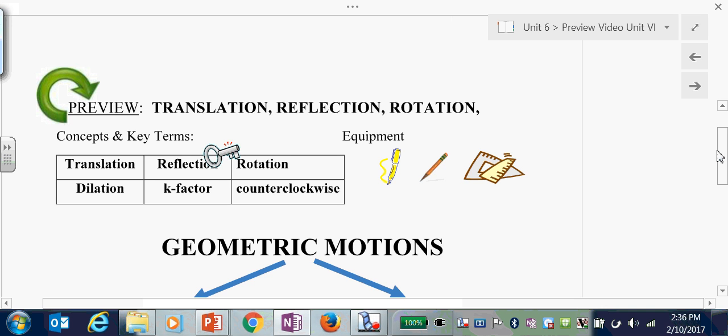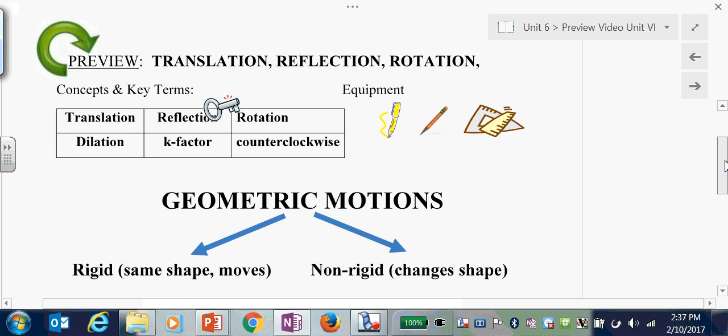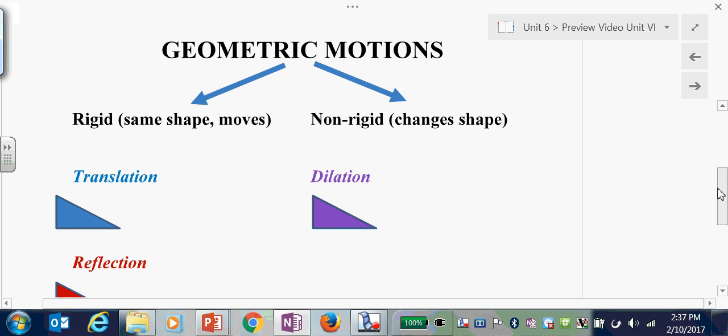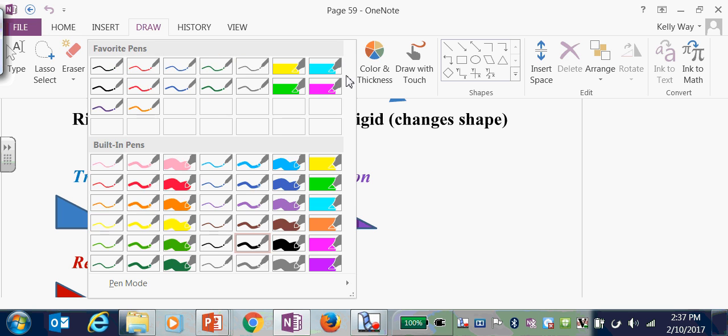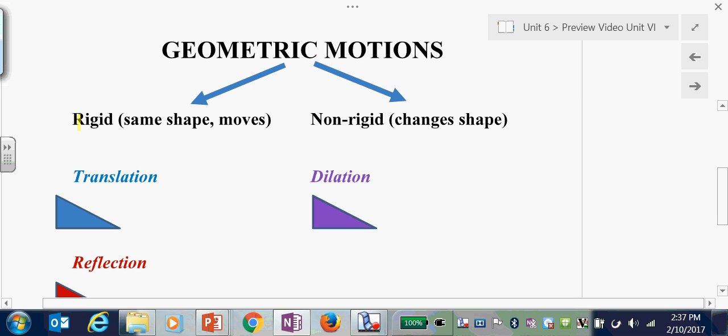Let's do a little bit of review where we've been at. We've been talking about motions. And in motions, there's something called rigid motions and non-rigid motions. Rigid motions are things that have the same shape, but they move around. And then we have non-rigid motions where it changes shape.